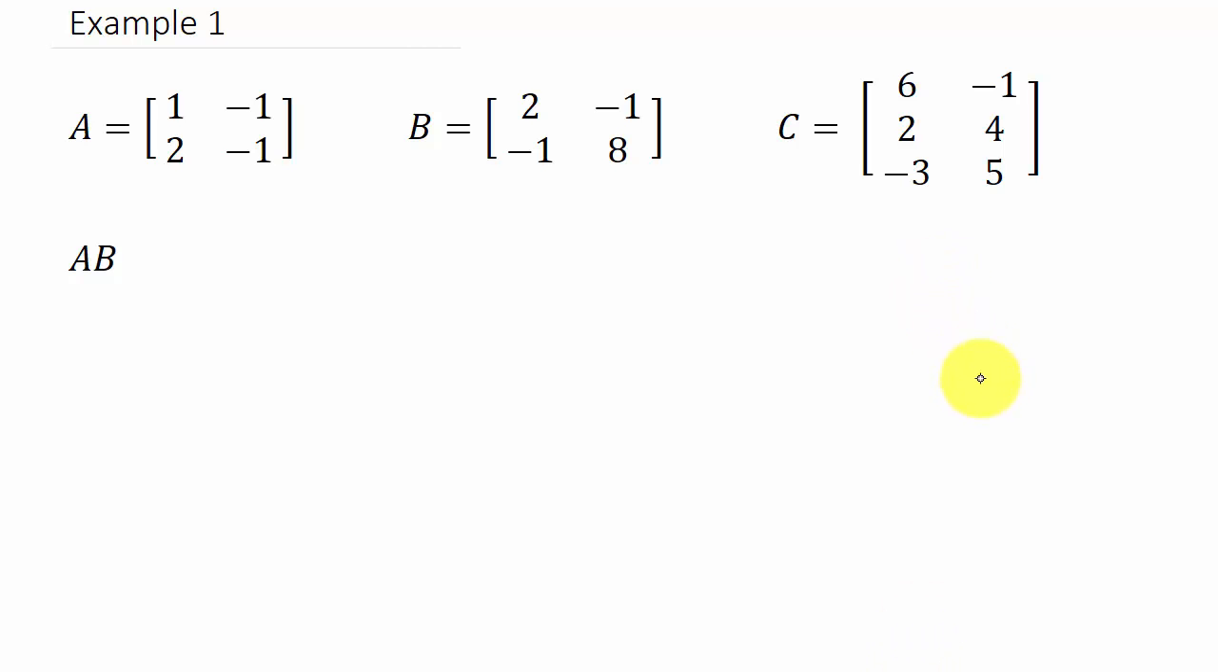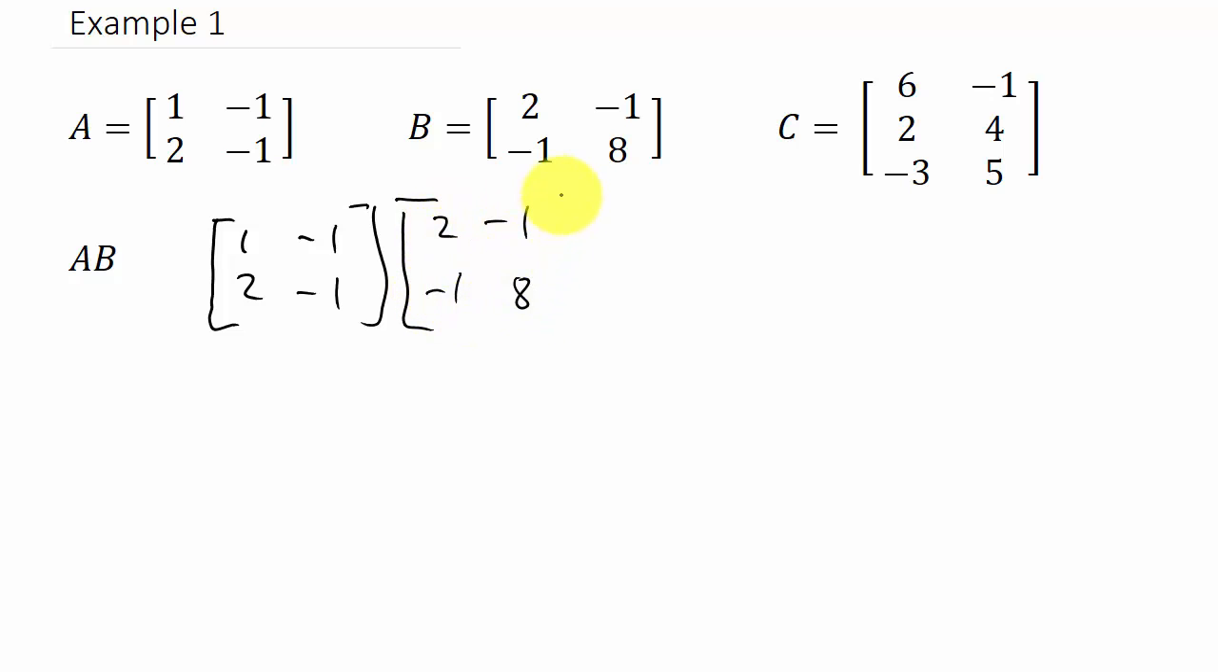Alright, so let's take a look at multiplying matrices. Here I want to multiply matrix A and matrix B. Let's just go ahead and write down the matrices. I've got 1, -1, 2, -1 times matrix B, 2, -1, -1, 8.